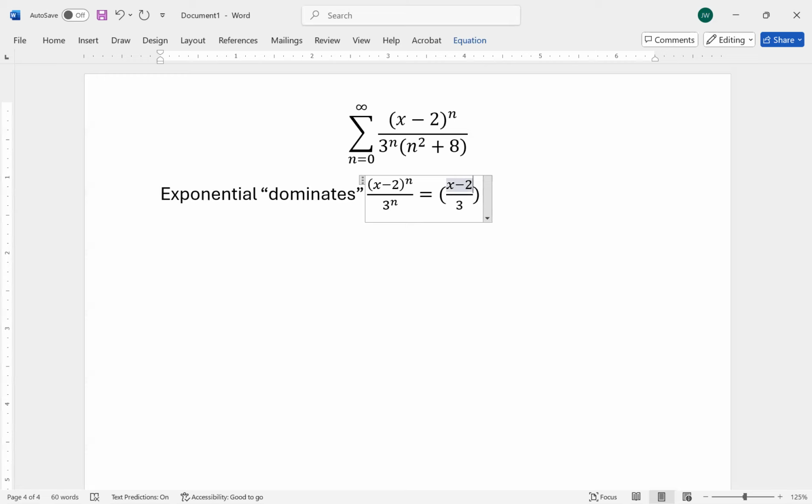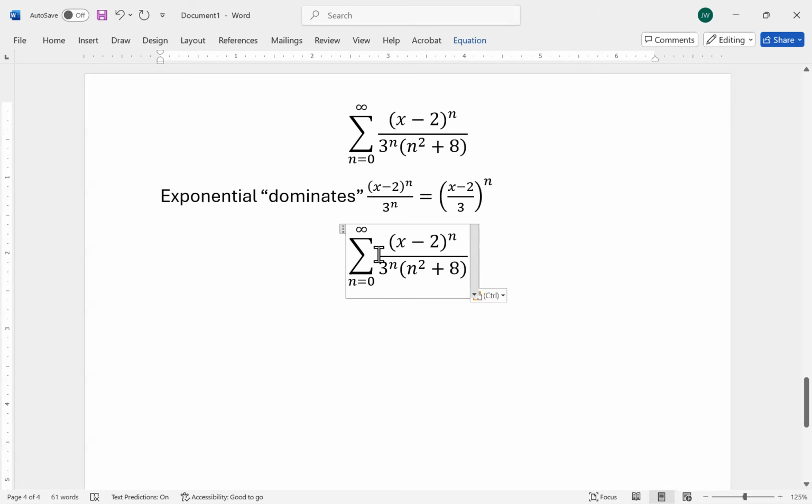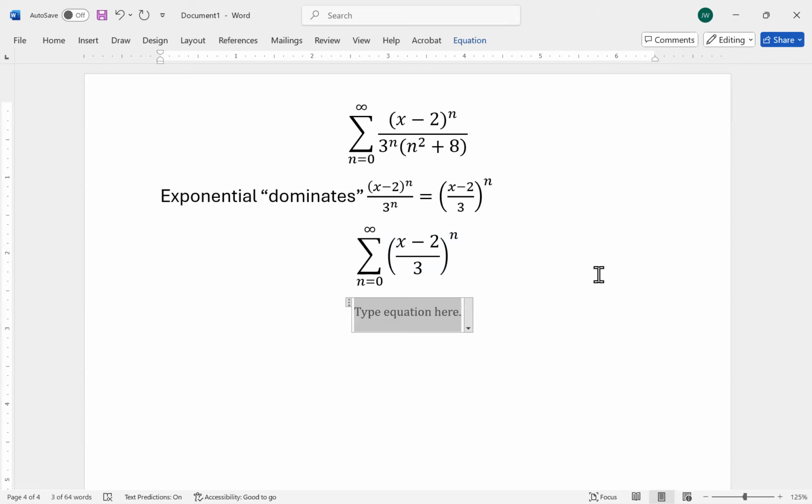That is the quantity x minus 2 divided by 3, all raised to the nth power. And so this infinite series is going to behave similar to the infinite series if I just had x minus 2 over 3 raised to the nth power, summed up from 0 to infinity. This is like a geometric series now that I've written it this way.